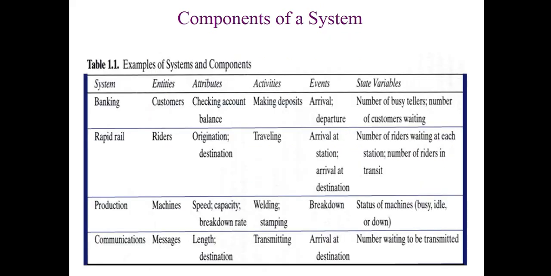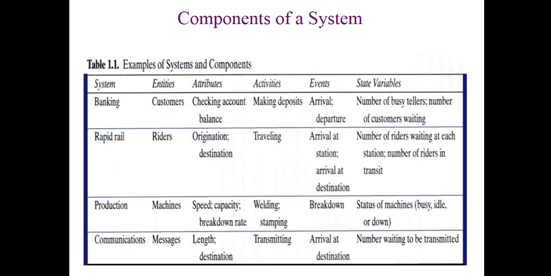So you can see there are 4 system examples. First of all banking, then rapid rail, then production, and then communication. So let us see one of them and we'll discuss this further. So suppose rapid rail. So if the system is rapid rail, then what should be the entity? The entity should be the rider, or we can say the passenger. That means the entity should be the main interest of the system. So if it is a rapid rail, then its main interest should be the passenger.